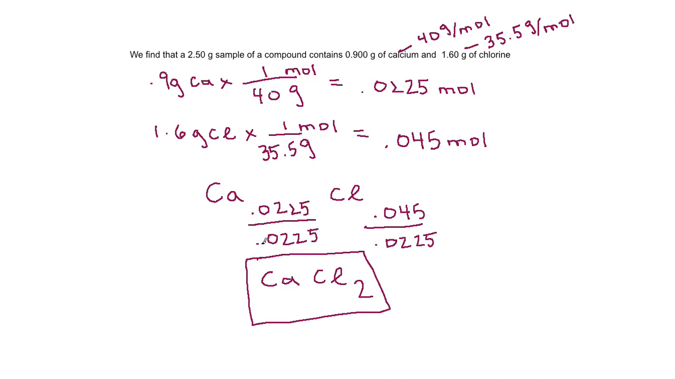As you notice, you take something that looks absolutely foreign to you, and by dividing by the smallest number, you get something that looks actually pretty familiar. So that's one of the simpler ways of finding your empirical formula.